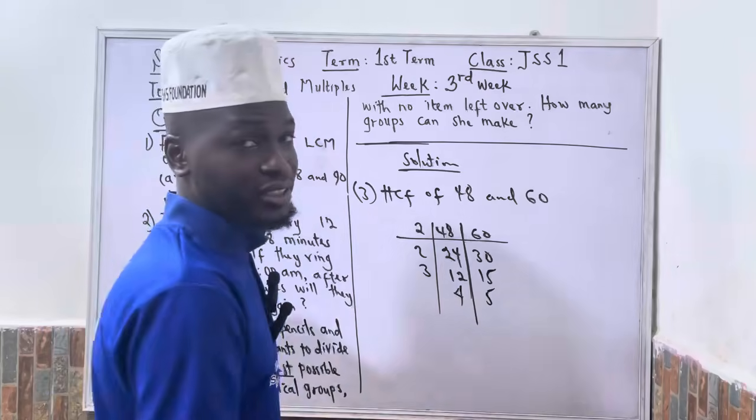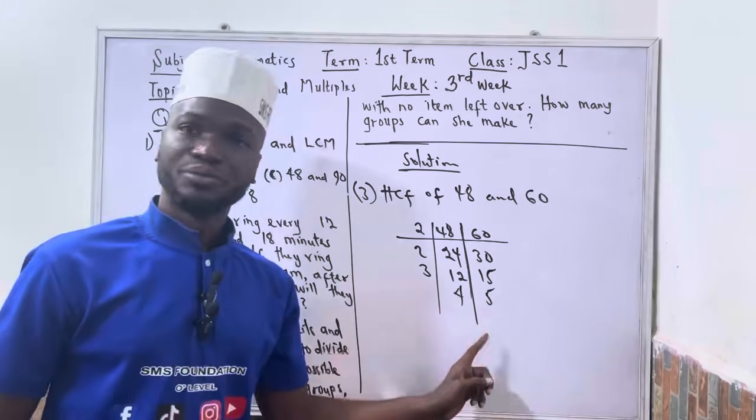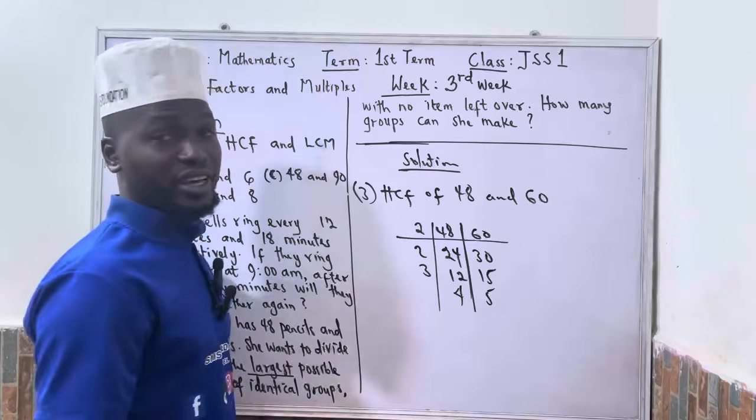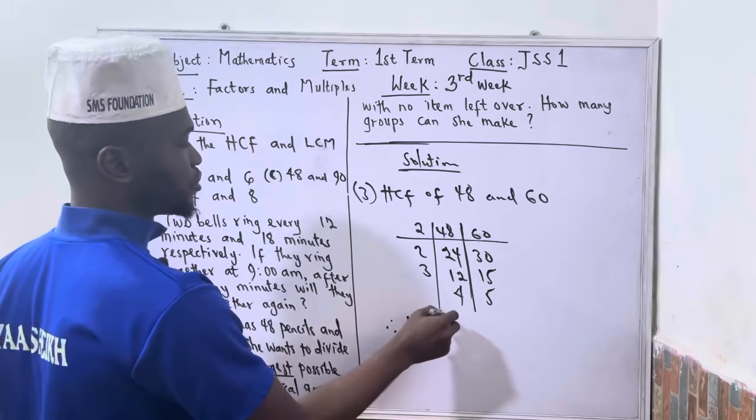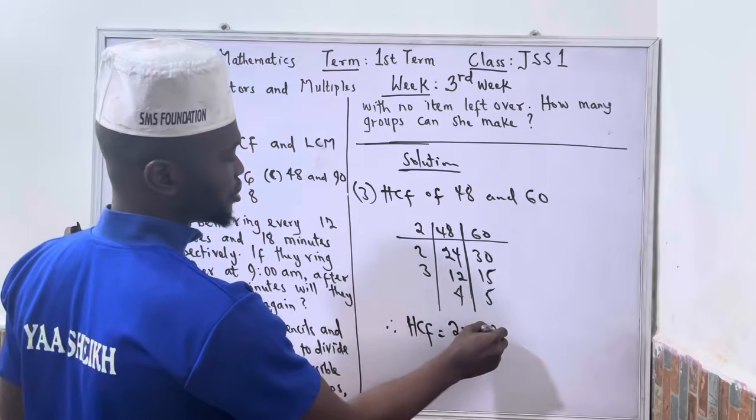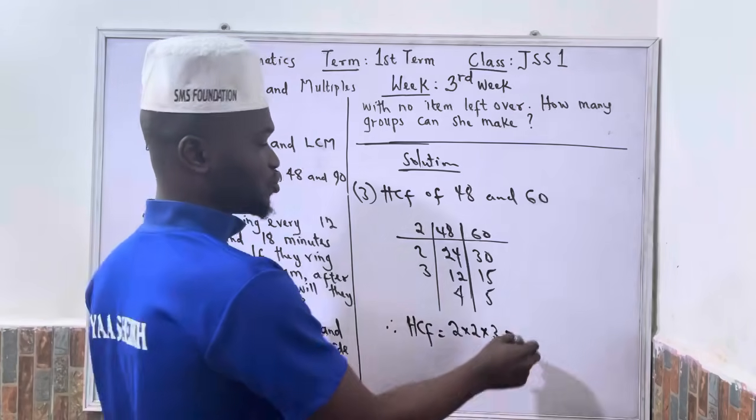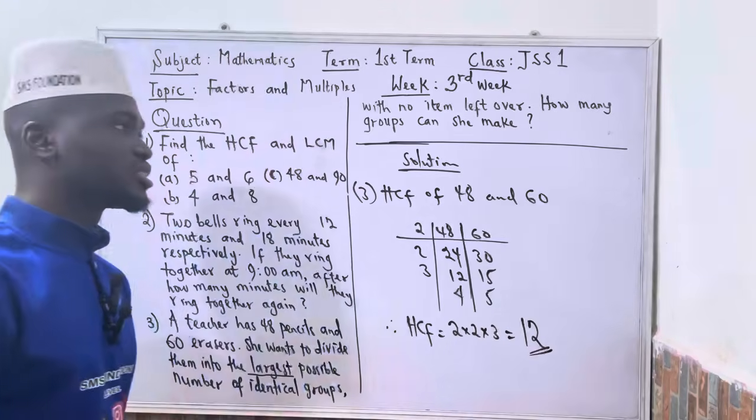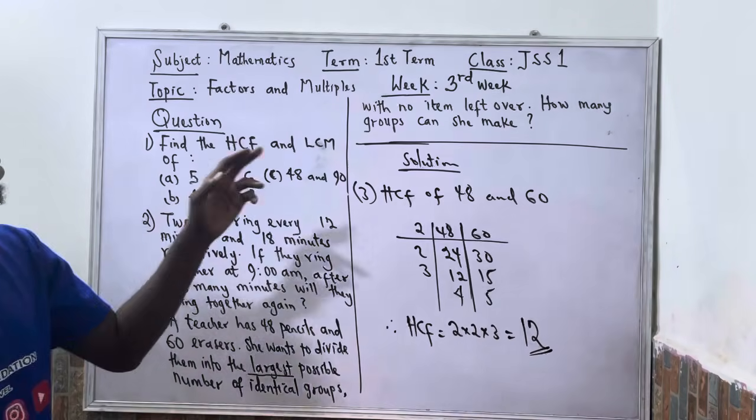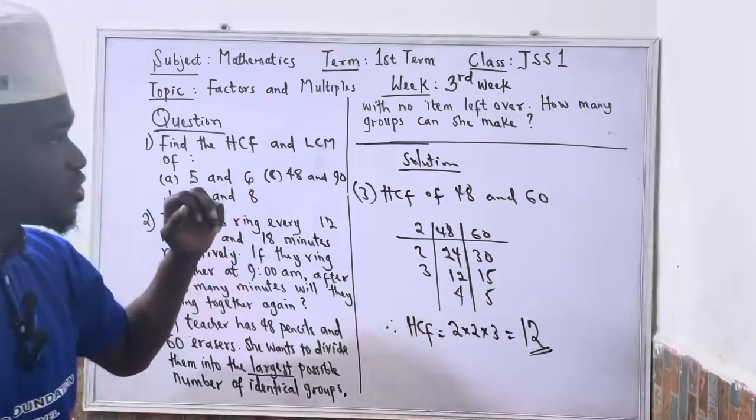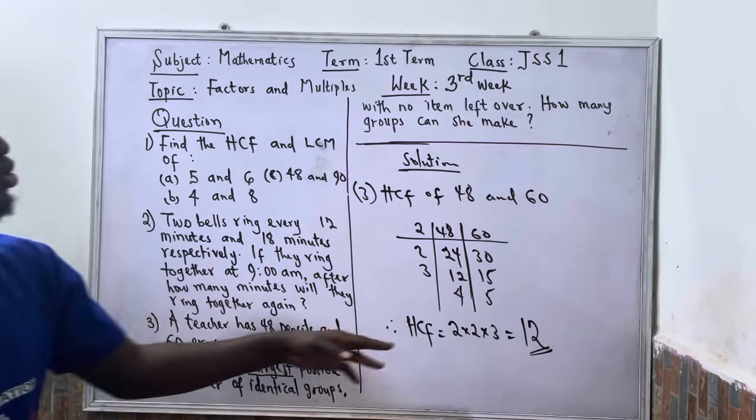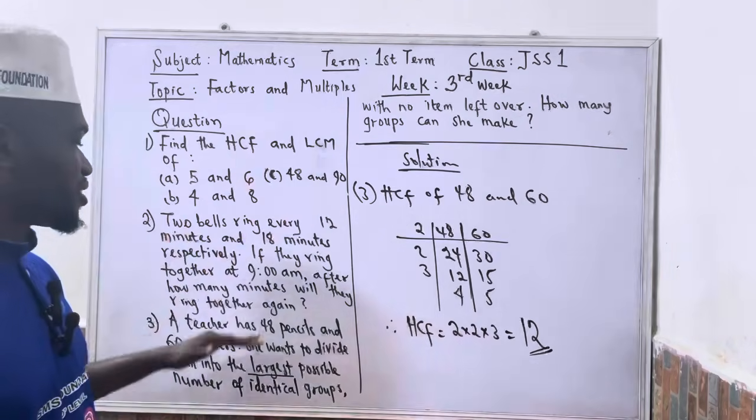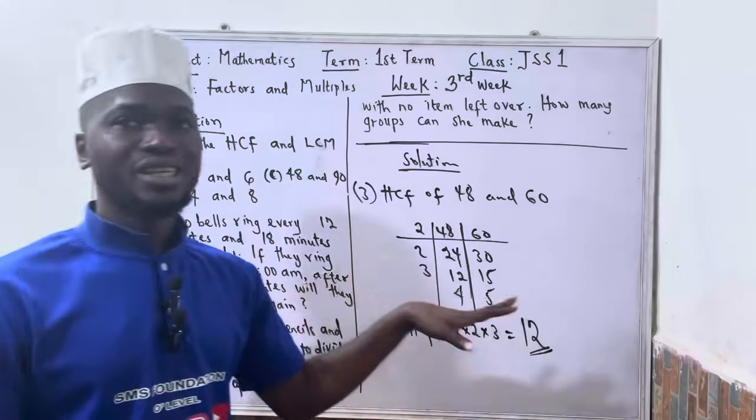At this point, these two numbers are co-prime. So there is no other number except one that can work. Therefore, I will conclude that the HCF is equal to 2 times 2 times 3. So 2 times 2 is 4, 4 times 3 is 12. So that means she must select 12 groups. In each group, it must have 12 items. So she can make 12 groups from the information we have.